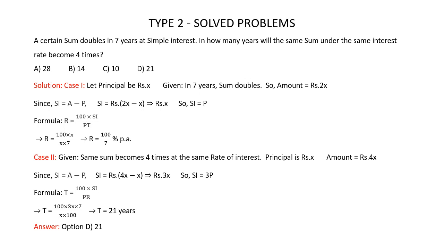Here we know that SI is 3x, P is X and R is 100 by 7% per annum. Substituting these values in the formula here we get T is equal to 100 multiplied by 3x divided by x multiplied by 100 by 7. On solving this we get T is equal to 21, which means time is 21 years. So the correct answer is option D, 21.